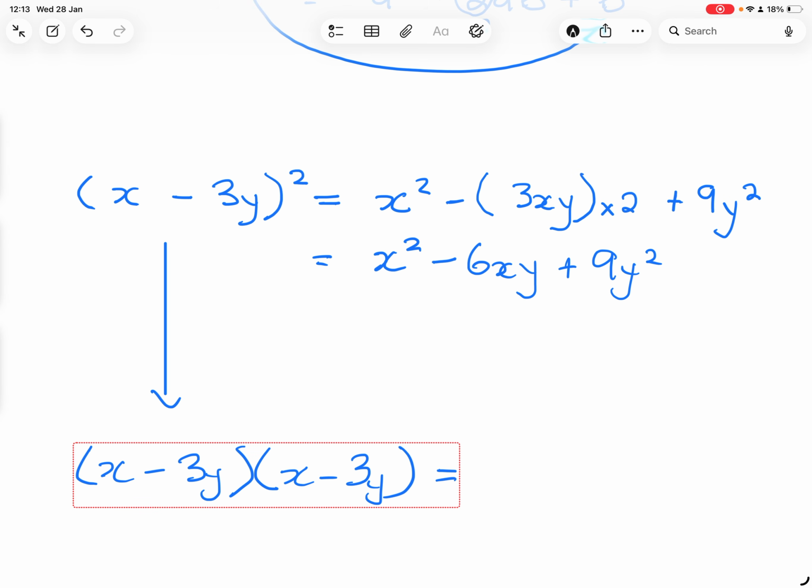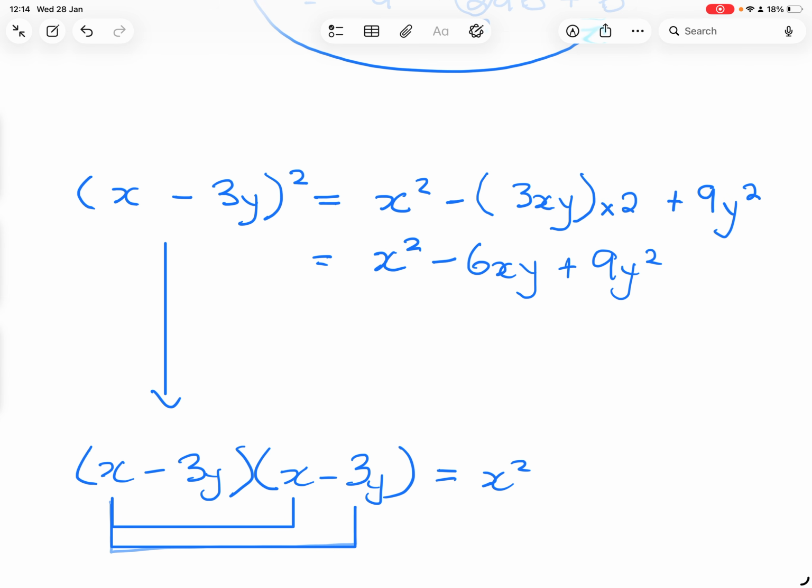So if we're using our FOIL method, this means we're going to have x multiplied by x. That will give us x squared. That will give us x multiplied by negative 3y, that will be minus 3xy. And negative 3y multiplied by x will give us another minus 3xy. And finally, that will give us negative 3y times another negative 3y. That gives us positive 9y squared.